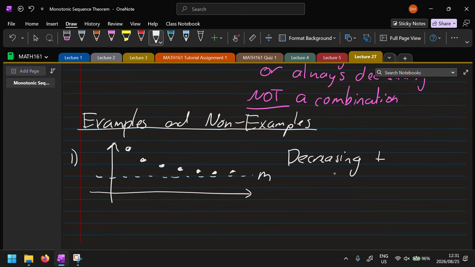So decreasing plus bounded below means it's convergent. And we didn't have to check for any limits. All we need to check is that it's decreasing and bounded below, and we automatically know it's convergent. No need for any limits to be done.